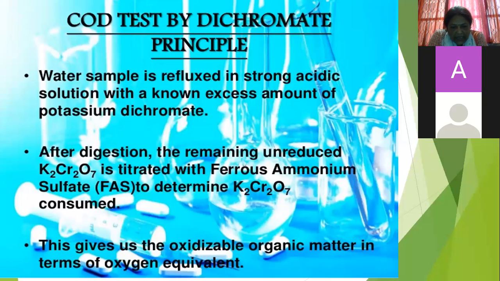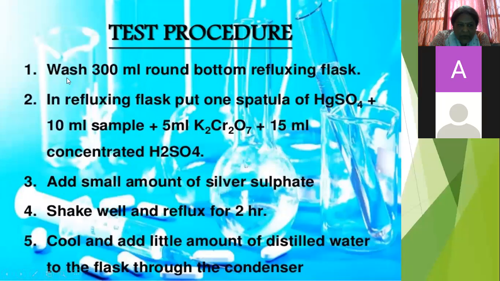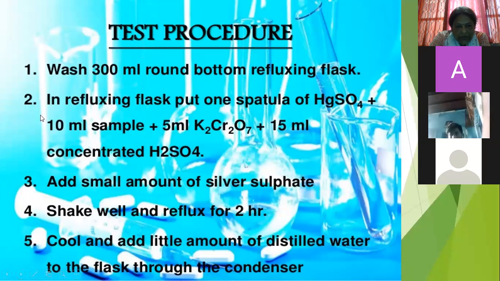So from the titer value, we will be able to calculate the COD value. The procedure is like this: wash a 300 ml round bottom flask. You have seen that refluxing flask, it is called a round bottom refluxing flask. In that flask you can add 10 ml, or 25 ml, this volume differs, of the wastewater sample.